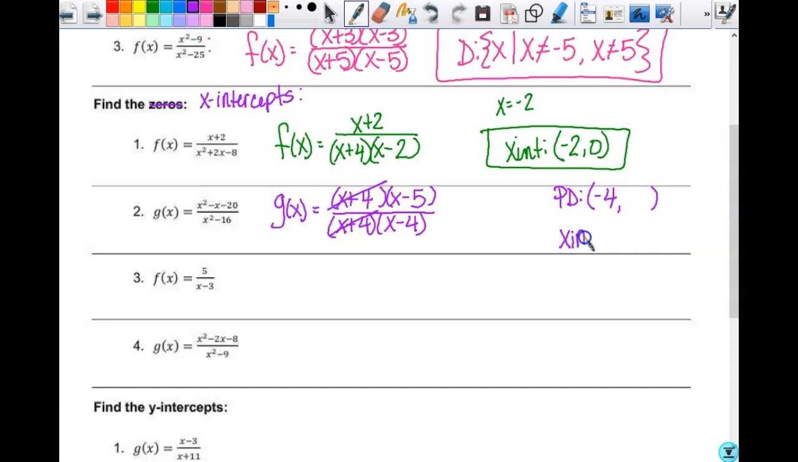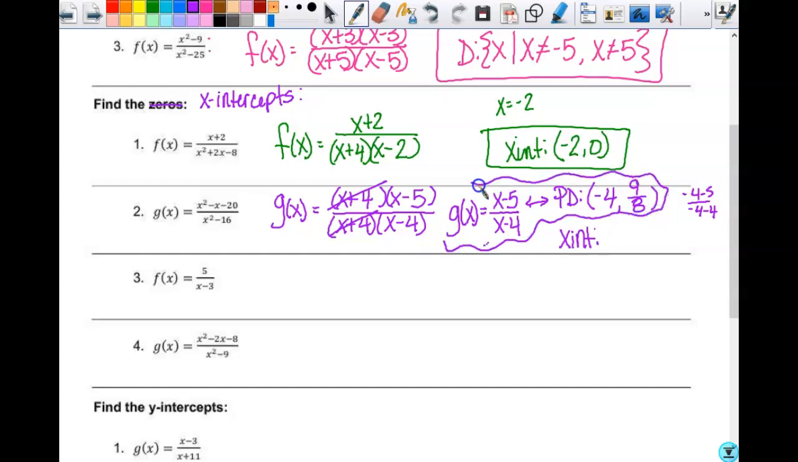I'm also going to need my x-intercept. So I get g of x equals x minus 5 over x minus 4. Okay? Because the function is actually this and this together. You can't just say it's this part. It's this plus that, basically. So when I substitute in my negative 4, I'll get negative 4 minus 5 over negative 4 minus 4. So that's negative 9 over negative 8. So that's just a positive 9/8. Okay, so this whole thing right here represents my function.